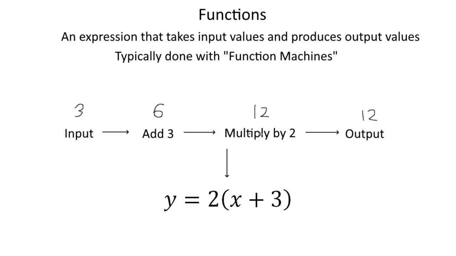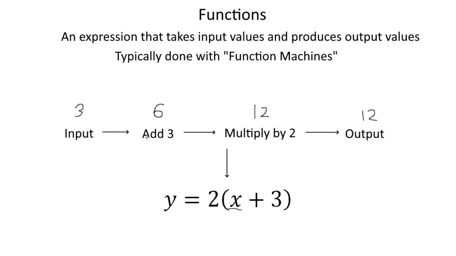So this can be represented in equation form, which is down here. y equals 2 times x plus 3. It's not exactly clear how these two link up, so we're going to break it down a bit. The input is the x right here. So x is the input. These are the numbers that you put in.